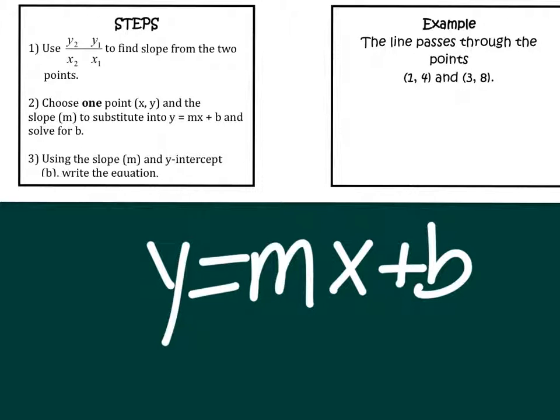So we need to find the slope. That's our first step. Then we're going to choose one of the points. It doesn't matter which one. Remember that we have an infinite number of points on our line, and in this case we happen to have 2 points given to us. And we'll use our slope and our chosen point in order to find our missing y-intercept, and then we will substitute in our slope and y-intercept to write our equation, just like we've been doing for the past few days.